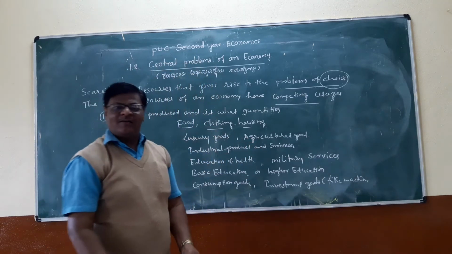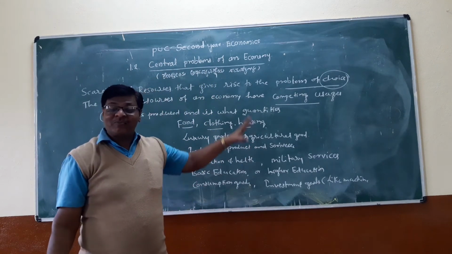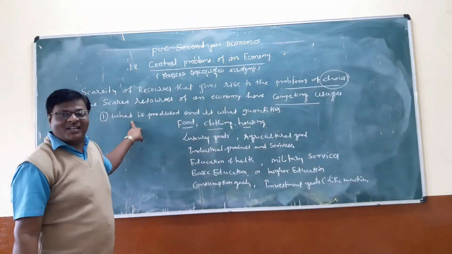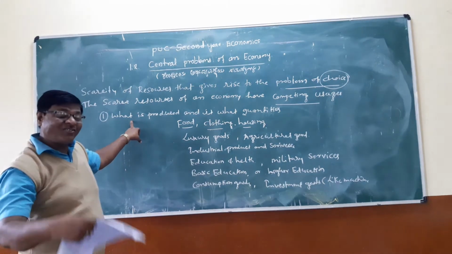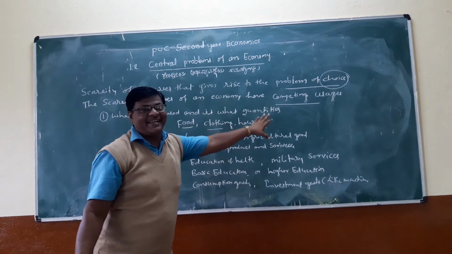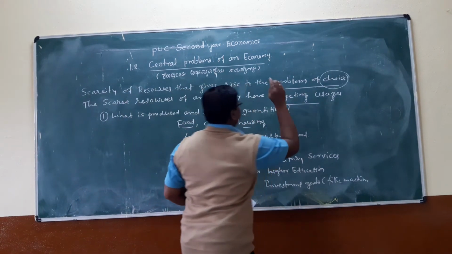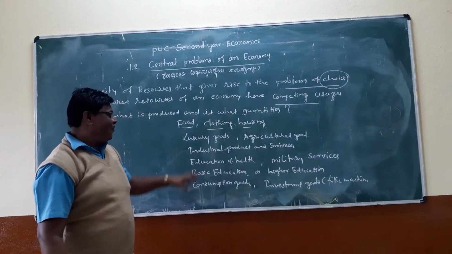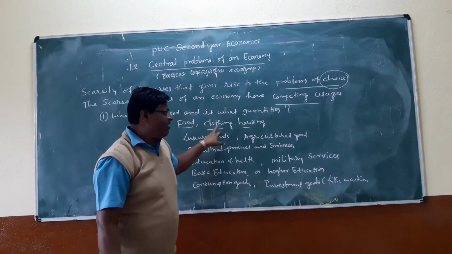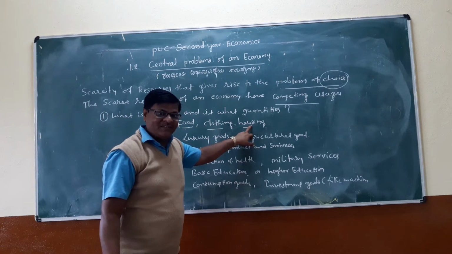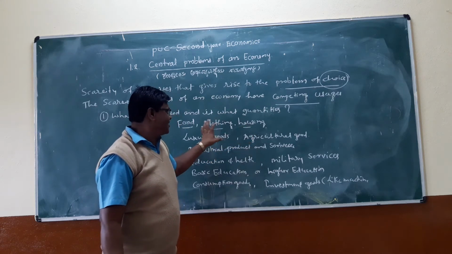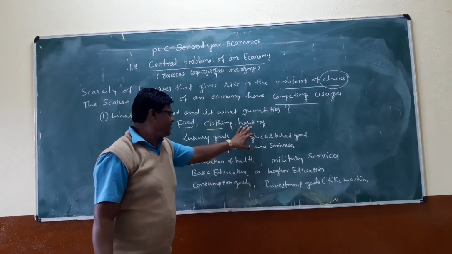This is the first and central problem of an economy: what to produce. The first central problem of an economy is what is produced and in what quantities. Whether to produce more of food, clothing or housing, you have to select the best of these three necessities.